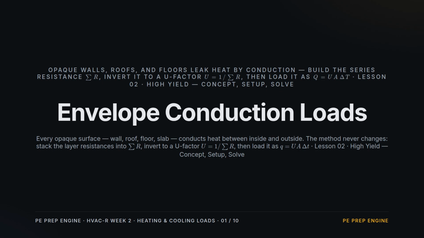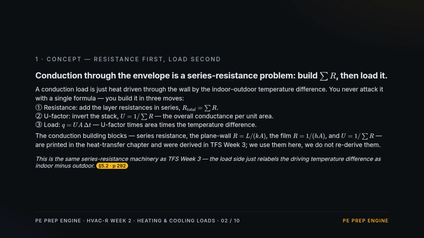We'll build the resistance network, pull the R values from the handbook tables, and work one multi-layer wall end to end. Concept 1. Resistance first, load second. A conduction load is heat pushed through the wall by the indoor-outdoor temperature difference, and you build it in 3 moves. Add the layer resistances in series to get the total. Invert the total to get the U factor. Then multiply U by area and temperature difference for the load. The series resistance building blocks come straight from the heat transfer chapter, TFS Week 3, so we use them, we don't re-derive them.